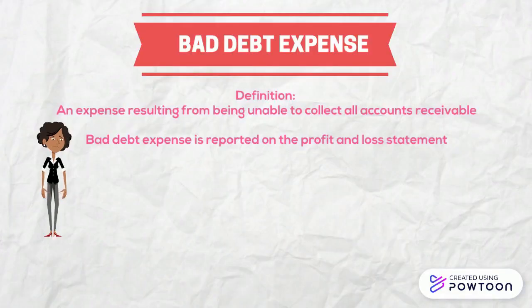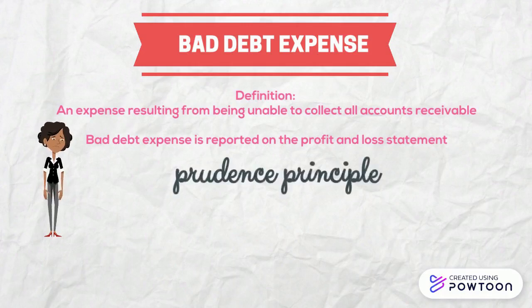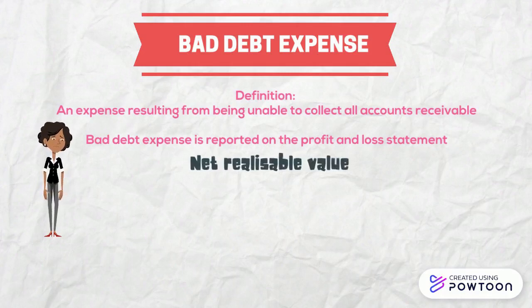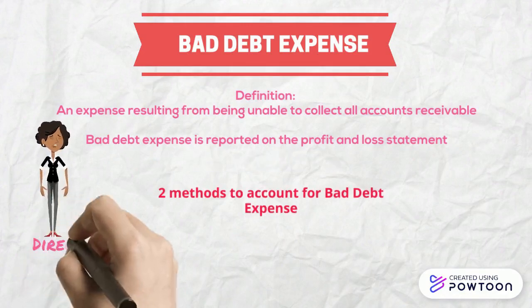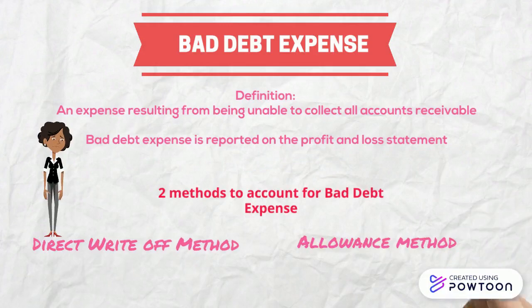When receivables are deemed uncollectible, they are recorded in the accounting system as bad debt expense. Companies follow the prudence principle and report the receivable at a net realizable value. The two methods to account for bad debt expense are the direct write-off and the allowance method.